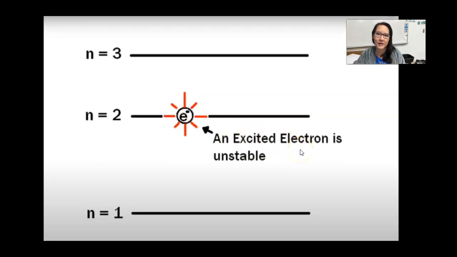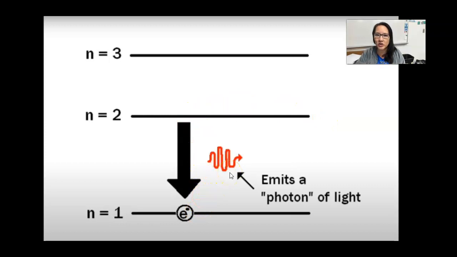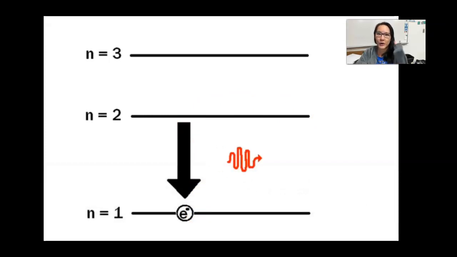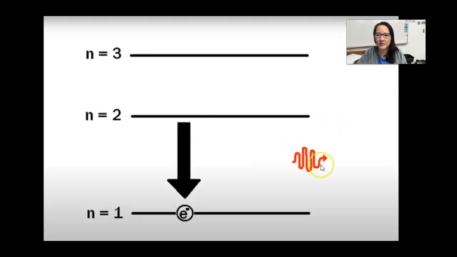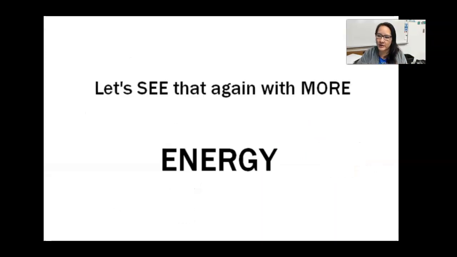This is an excited electron. It's unstable and must do what? It must go back down to the ground state. But in order to drop back to the ground state, it has to release energy, and when it releases it, it does it in the form of light, a photon, and we can see the color of light that's being released. Depending on how much energy was absorbed is going to dictate how much energy is released, which is going to dictate what color we are seeing.